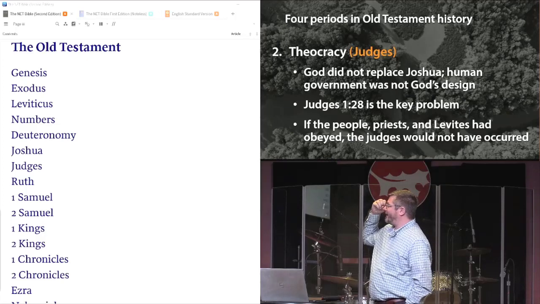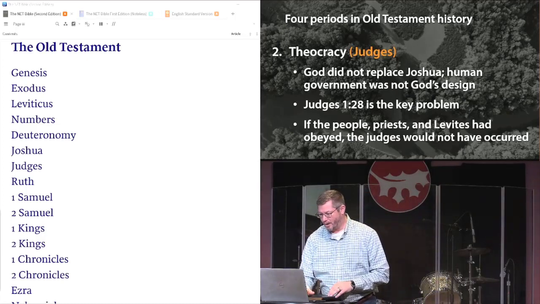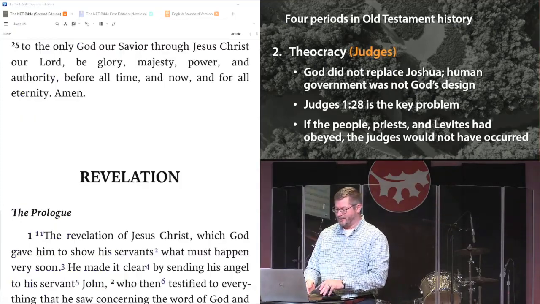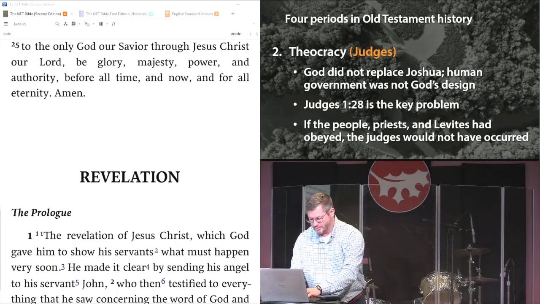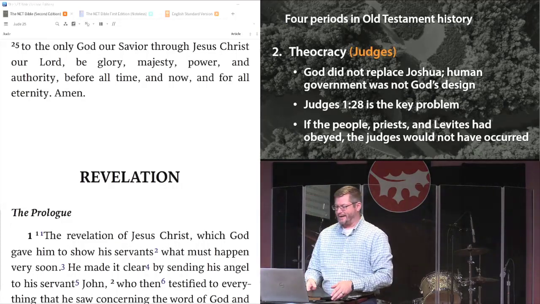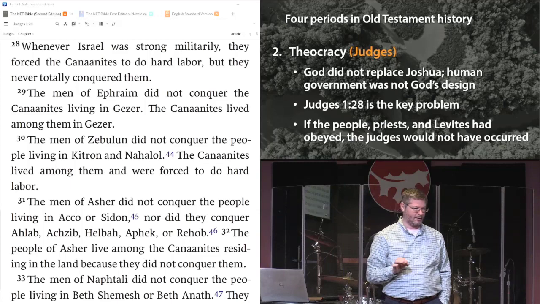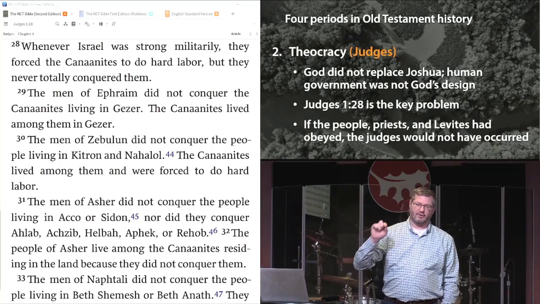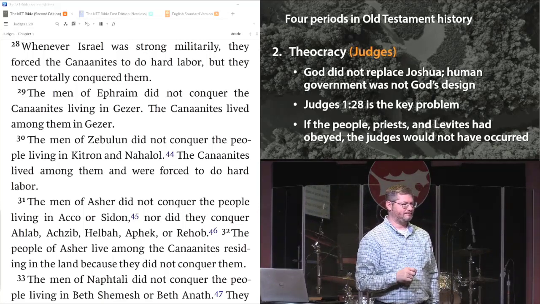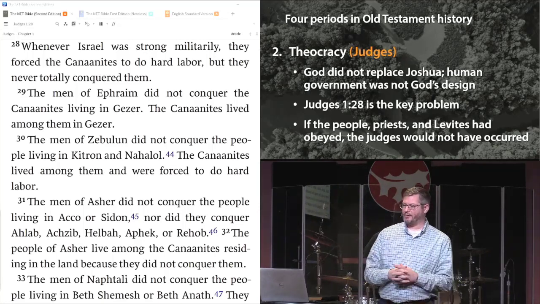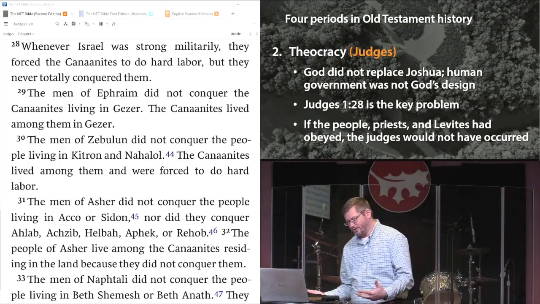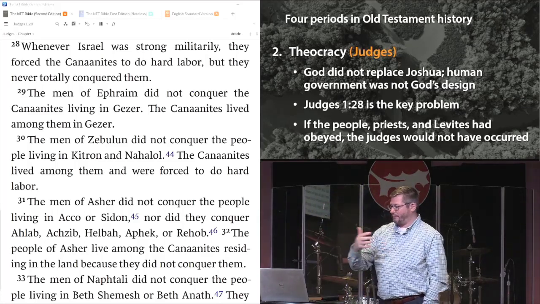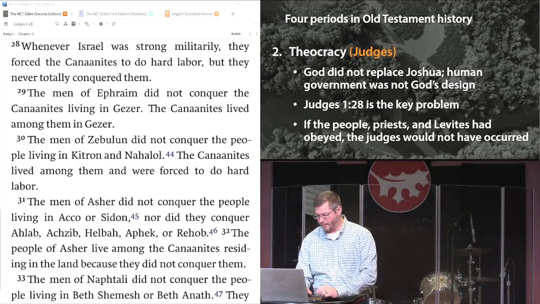And so what we find is that Judges chapter 1 is the problem. Verse 28, whenever Israel was strong militarily, they forced the Canaanites to do hard labor, but they never totally conquered them. God said, go in and take over the land. And they didn't do it. And because they didn't do it, these people ended up being a problem.